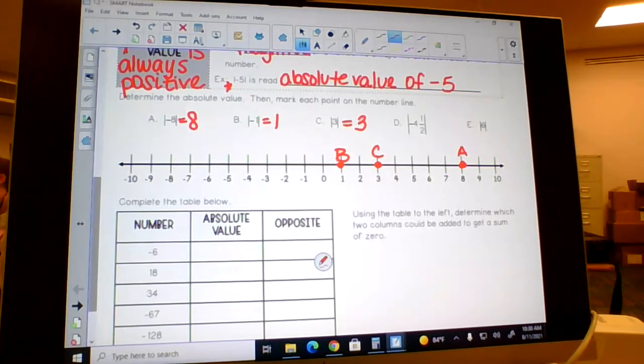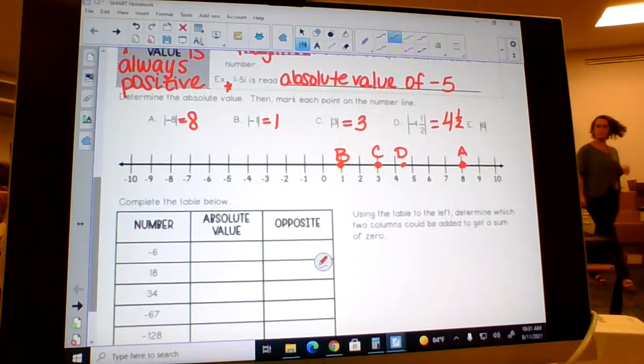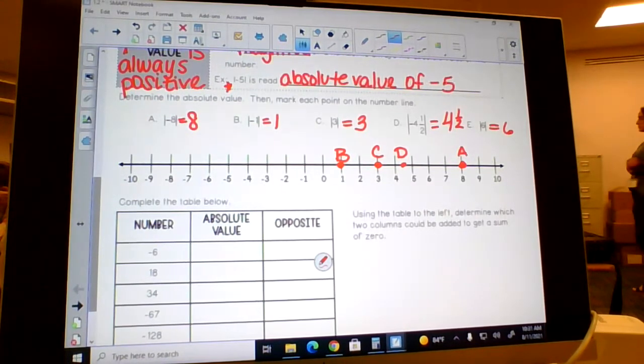Alright, absolute value of negative 4.5. What would that be? Positive 4.5. Ooh, now on a number line, where would I put 4.5? Right? Between 4 and 5. Perfectly between 4 and 5, so perfect halfway between there. And then the absolute value of 6 is 6 because absolute value just keeps it positive. So I'm going to go to 6 and put E.